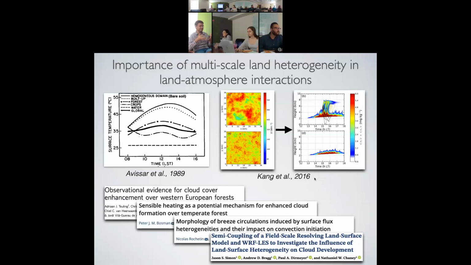So in terms of what this heterogeneity does, it's not just a runoff generation question. It's not just what is happening on the land itself, but it's also that interconnectivity between the land and atmosphere that we need to think about.